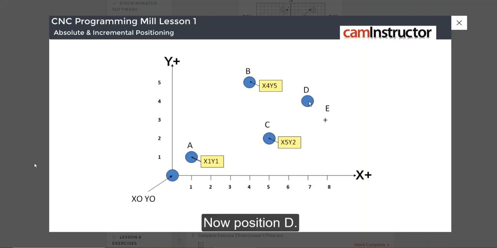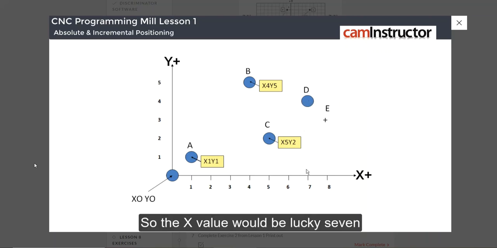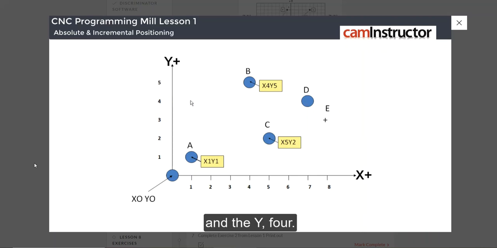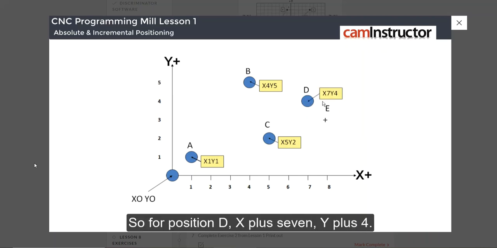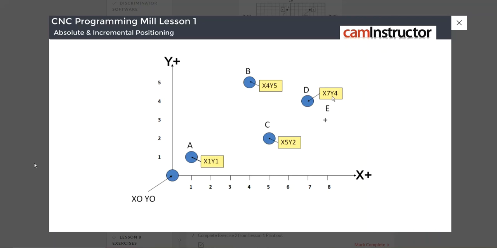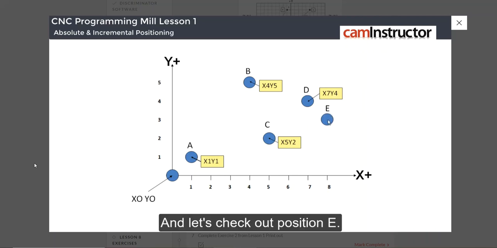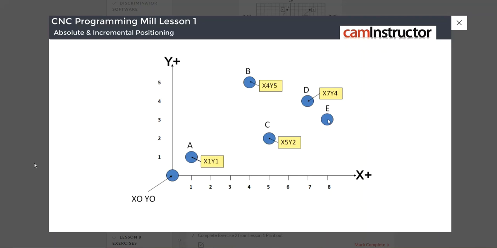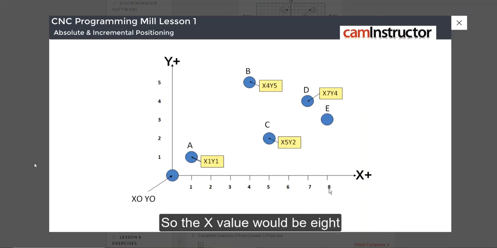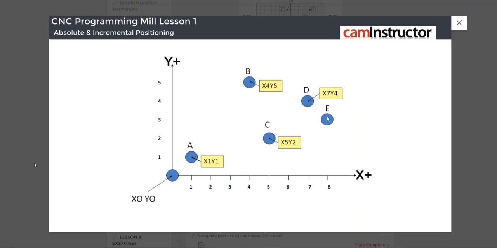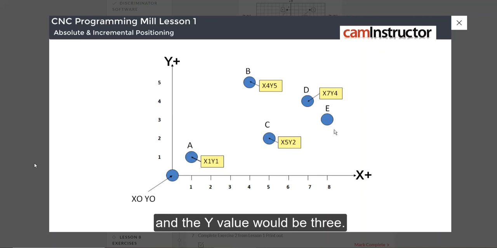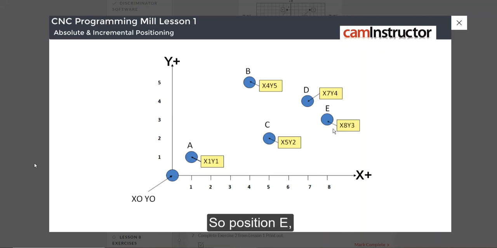Now position D. The X value would be lucky 7 and the Y 4. So for position D, X plus 7, Y plus 4. And let's check out position E. The X value would be 8 and the Y value would be 3. So position E, X8, Y3.